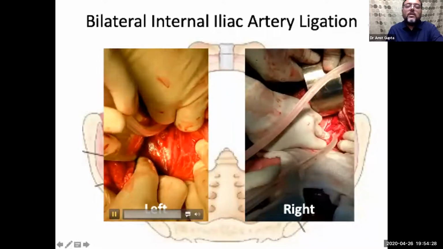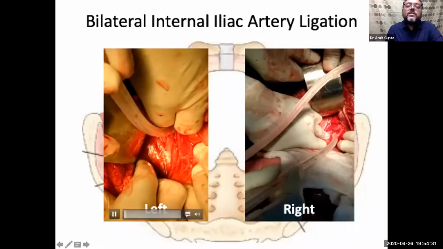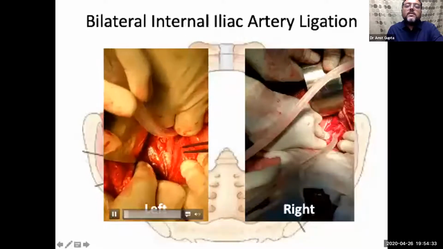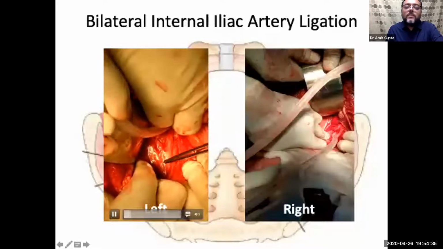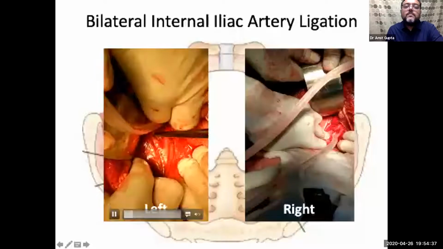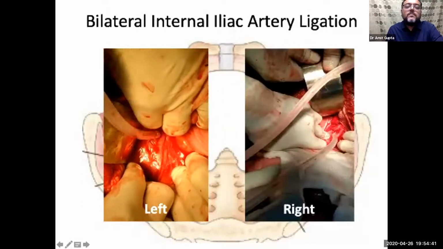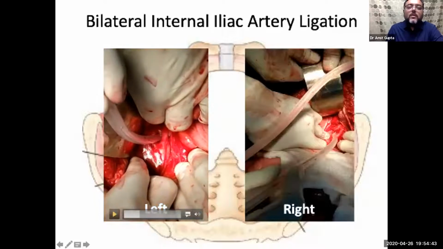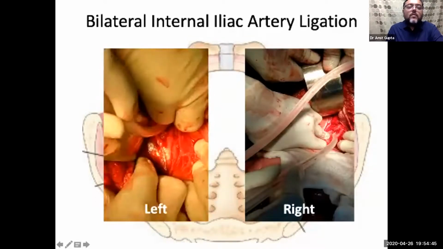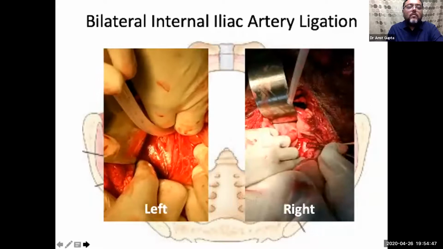We have ligated the right side internal iliac artery. Now we have proceeded to the left side, and we have dissected out the common iliac, the external iliac, and the internal iliac. I'm going to clip the internal iliac with a 300 Ligaclip. This is a case of pelvic fracture.